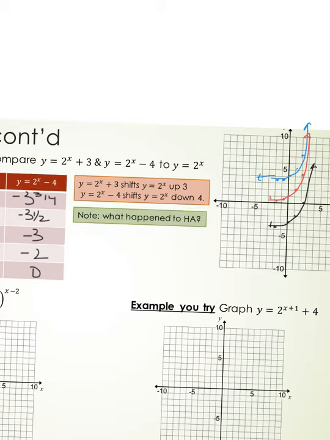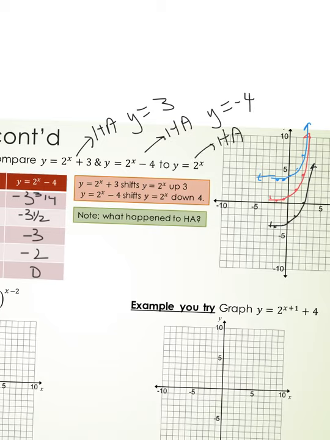Also note to self, what happened to our horizontal asymptote? Well, if I have a vertical shift, your asymptote is going to also shift, whatever that k value is. So for example, this guy, my new horizontal asymptote is the line y equals 3. For this guy, my horizontal asymptote is still y equals -4. And for this guy, my horizontal asymptote is the default, which is y equals 0.